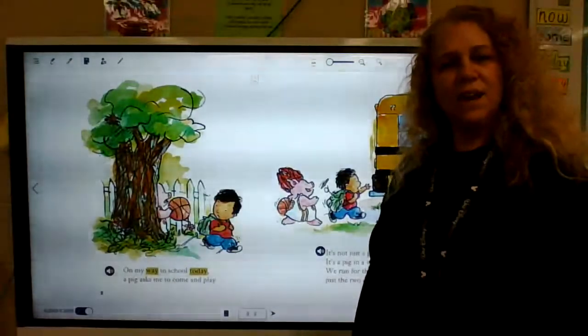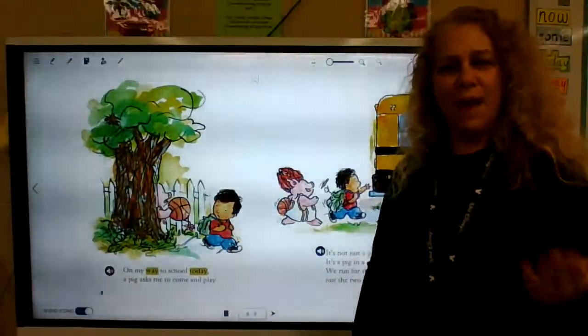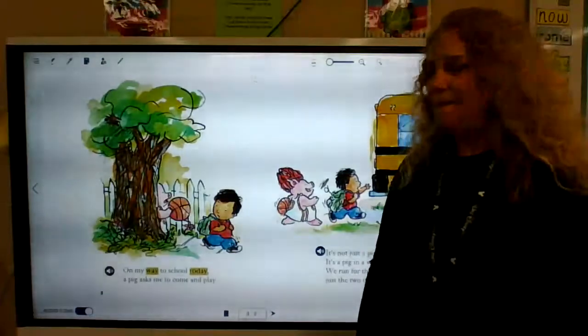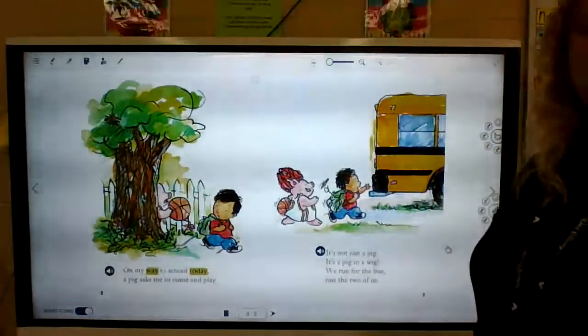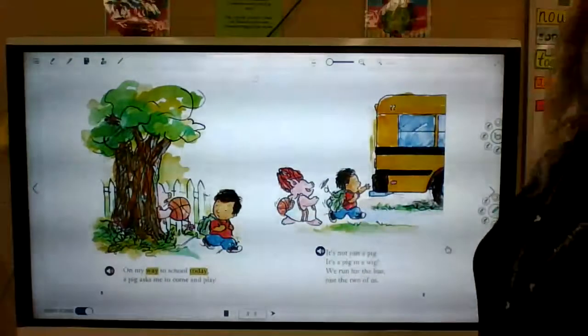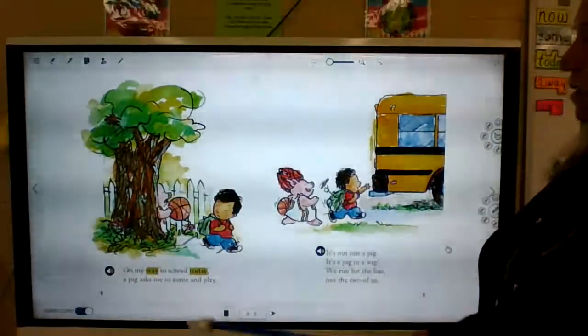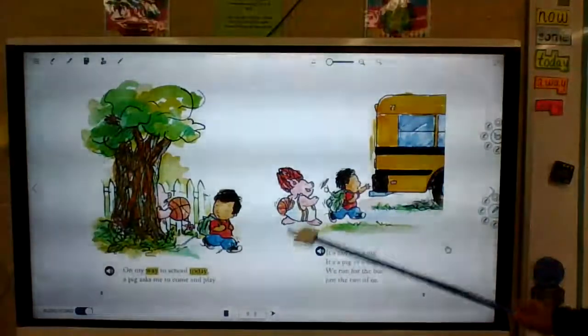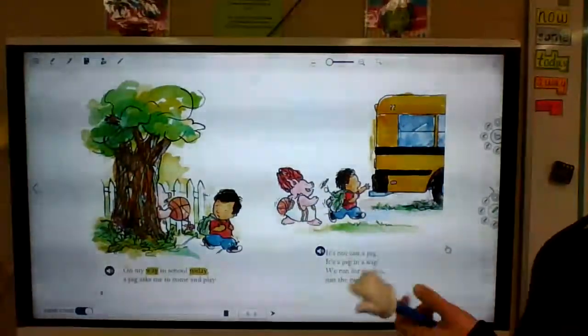Is it fantasy already? Because can a pig ask you to play? No. So right there, it's already starting out as a fantasy. This is showing you the beginning of the story. This is the beginning of the story. And so is this. So all of this. So let's see what they do.